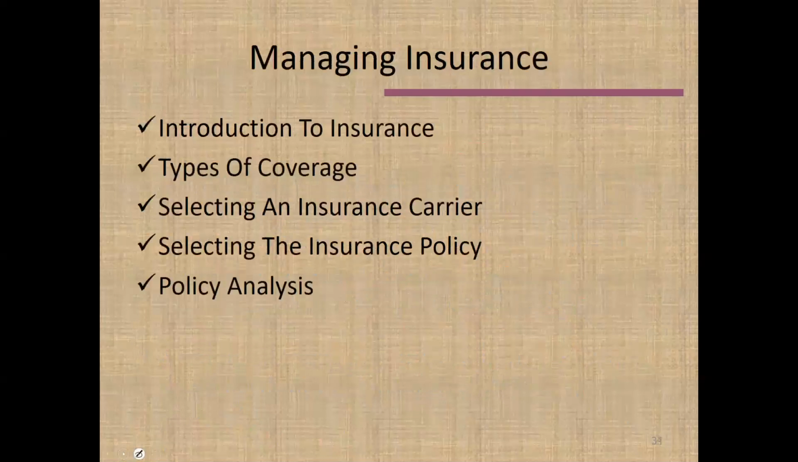So now we've covered all five of the topics in this chapter. We've discussed insurance generally, the types of coverage that are available for businesses. We've discussed how to select an insurance carrier and the policy that you might want to have. And we've talked about issues relating to how to analyze an insurance policy product.